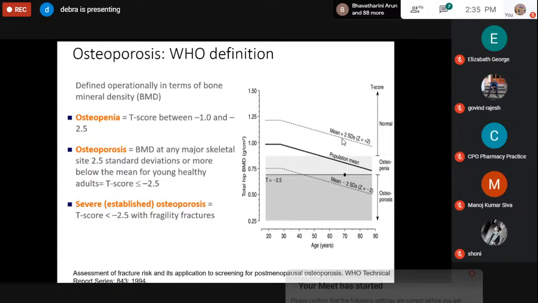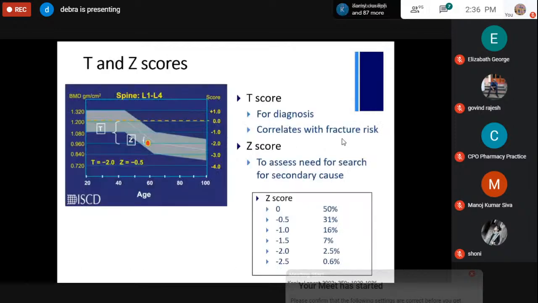But severe or established osteoporosis is now a combination of two things: the T-score needs to be less than -2.5 standard deviations from normal, and the person has fragility fractures. Those fragility fractures can be in the vertebrae, or in other places like the wrist, where the person has sustained a fragility fracture from really low impact. So these three things are important. Established osteoporosis is a strange kind of phrase, but for severe osteoporosis you need those two things, the -2.5 and the fragility fractures.